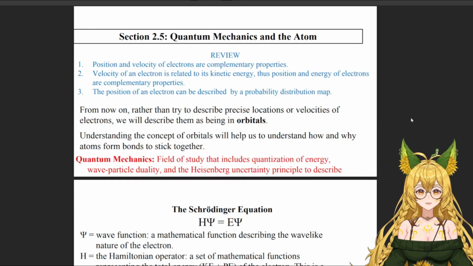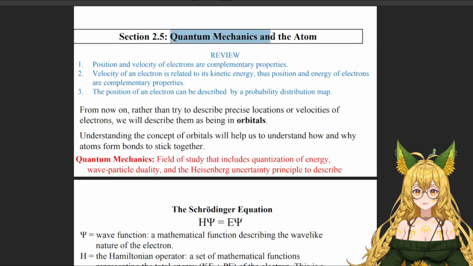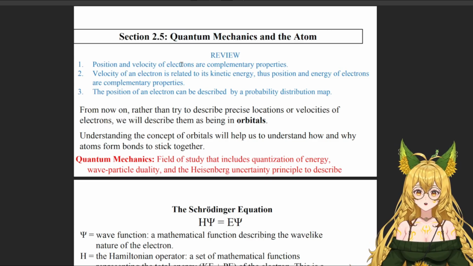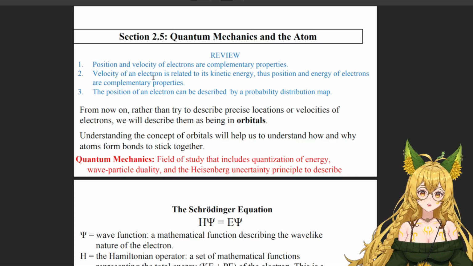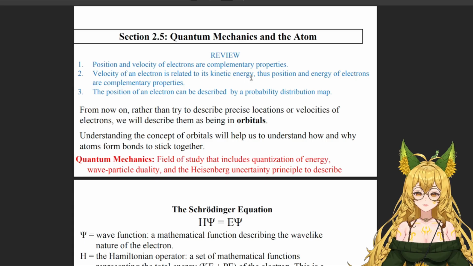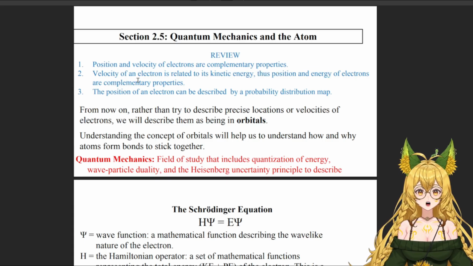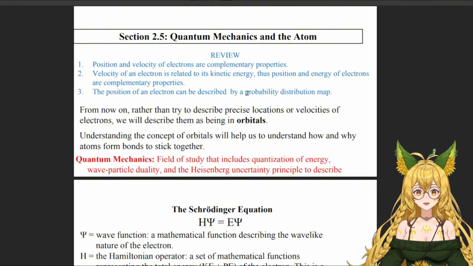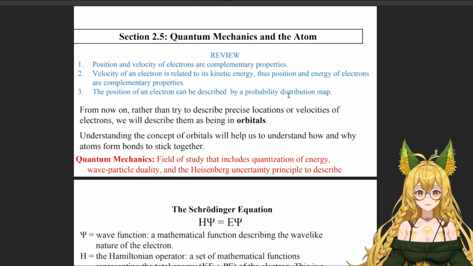Right, so just a little review before we continue. Just remembering for quantum mechanics in the atom that position and velocity of electrons are complementary, as well as the velocity of an electron is related to its kinetic energy, so thus position and energy of electrons are also complementary. The position of an electron can be described by a probability distribution map, a quantum mechanic probability distribution map.